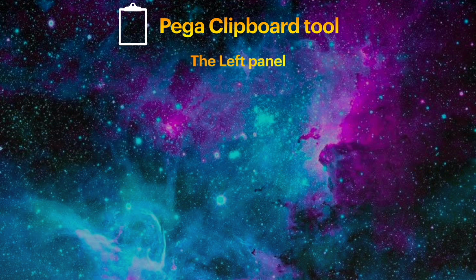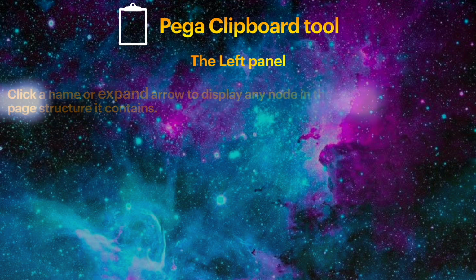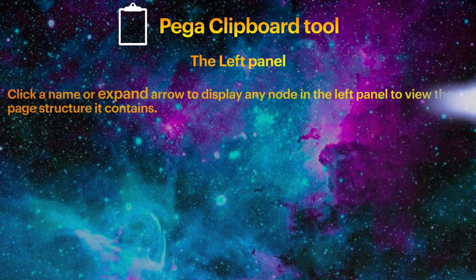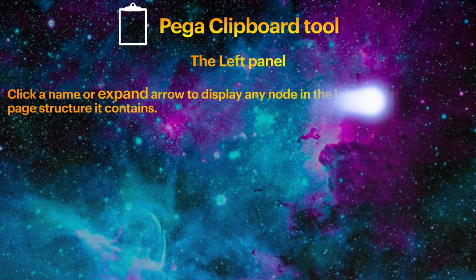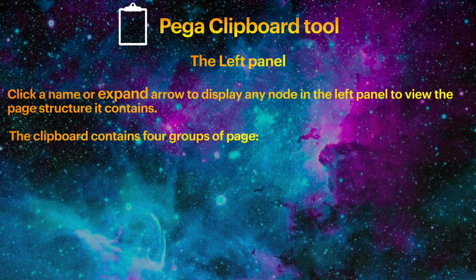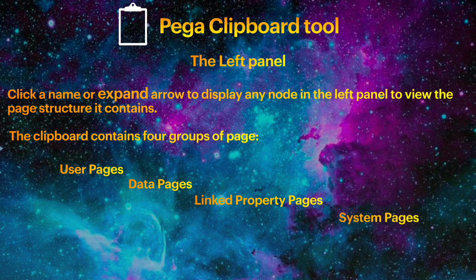The left panel. Click a name or expand arrow to display any node in the left panel to view the page structure it contains. The clipboard contains 4 groups of pages: user pages, data pages, linked property pages, system pages.